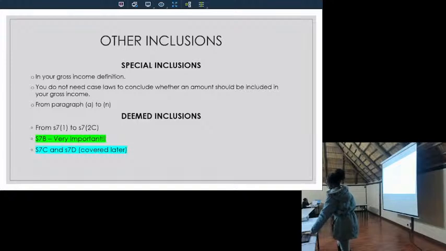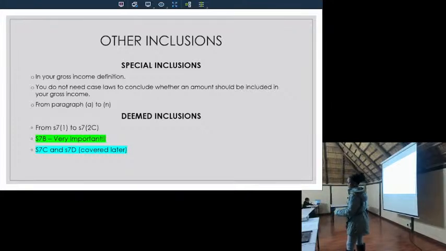Don't ask me why I'm repeating this now. Just don't ask. But you already have a picture. So you do not need case laws to conclude whether an amount should be included in your gross income for special inclusions. I have stated that. I'm repeating. And the last paragraph says you only have special inclusions from paragraph A to paragraph N. So go through all of them and see what they're all about. Right? Are we good? And then we have deemed inclusions.